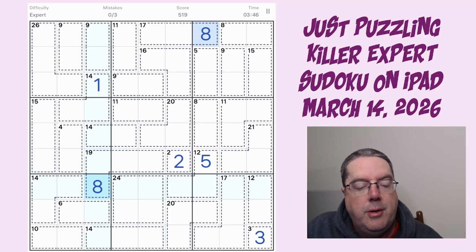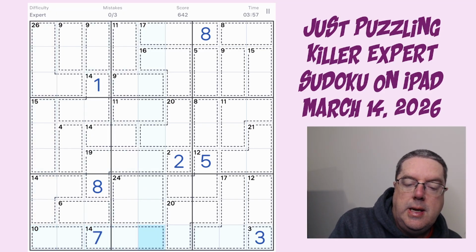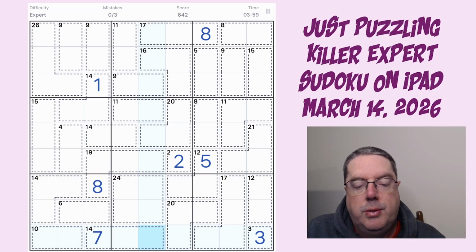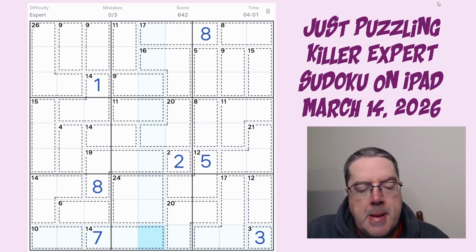Okay, and now that has opened up this cell here. So 8 plus 14 is 22, 28, 38, so this is a 7 here. So that leaves 7 in here, and then we're a little bit stuck in terms of the rest of it.